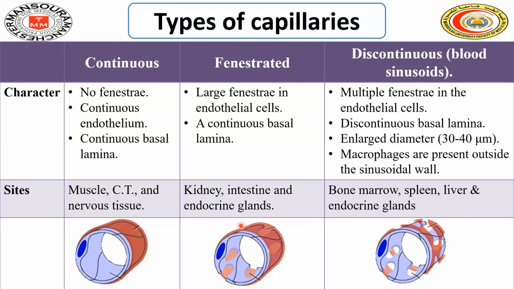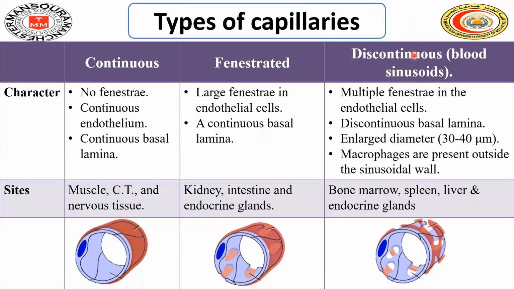So again, the second type of capillaries is called fenestrated. From its name, fenestrated means it contains fenestrae. But what is the site of fenestrae? They are only present in endothelial cells. Here are the capillaries, here is the endothelium, and here are the fenestrae or holes present in its wall. On the other hand, the other layer of the wall, the basal lamina, is a continuous layer. It has no holes. This is the second type.